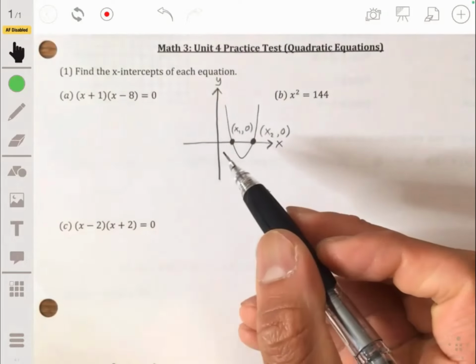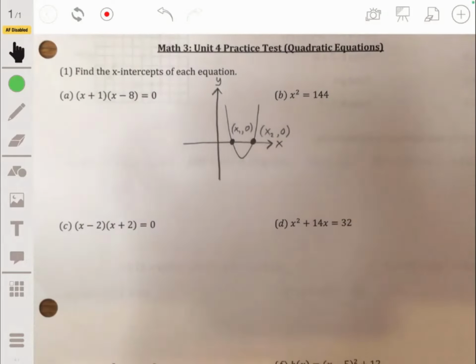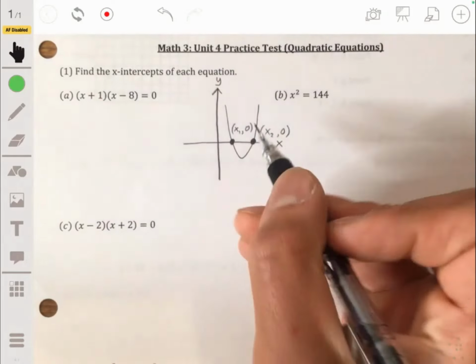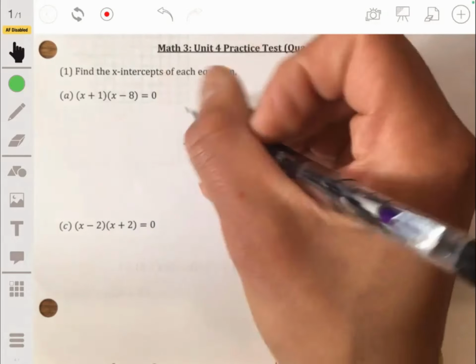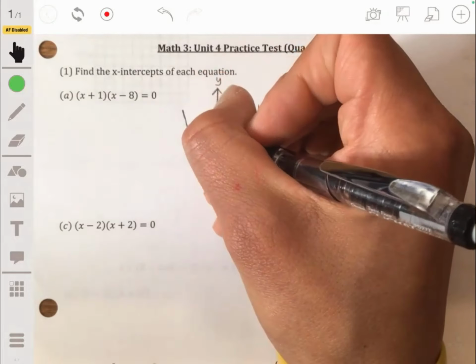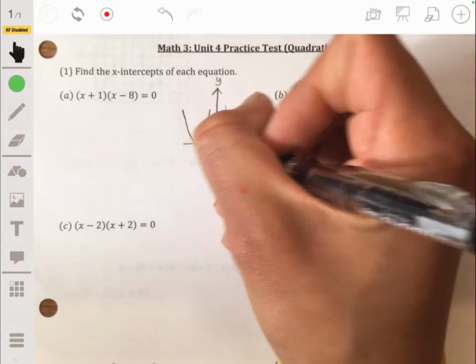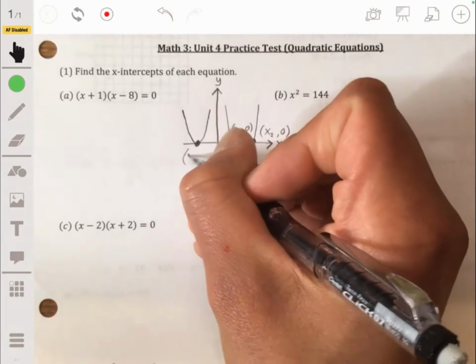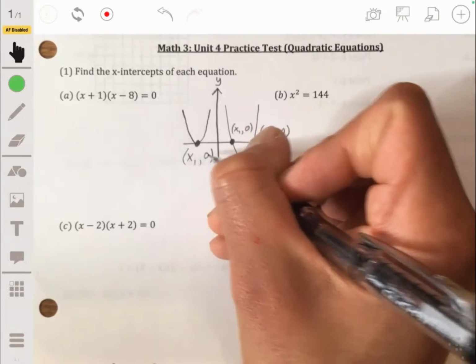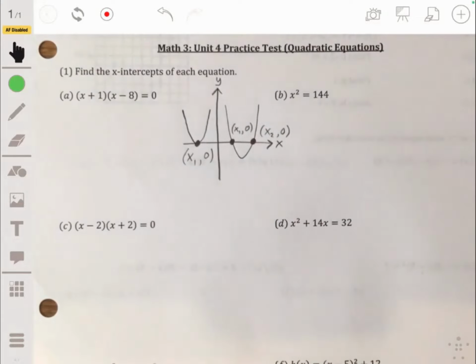So whenever you're trying to find the x-intercepts, remember to set the equation equal to 0, because, again, at any x-intercept, if I just draw a random parabola like this with only one x-intercept, at this point the y-coordinate is 0. So always keep that in mind. You always want to set the equation equal to 0 and then solve for x.